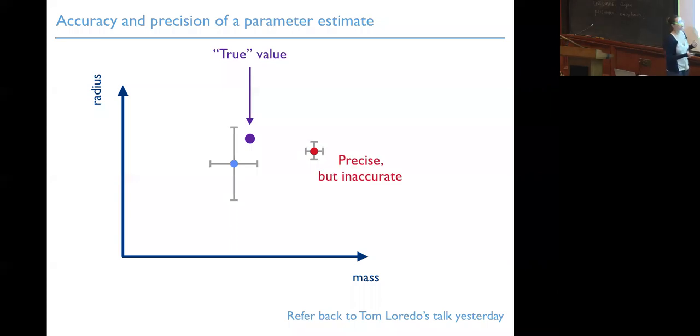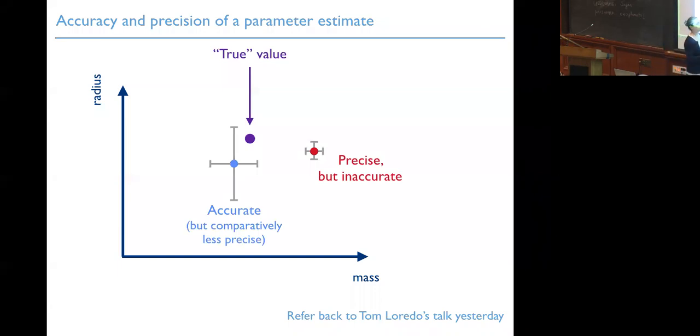So that red one, it's really precise, but it's completely inaccurate. Okay, and it took me a long time to understand that. This is why I'm showing it to you today. And in comparison, this blue point, it's comparatively less precise, but at least it's accurate, right?